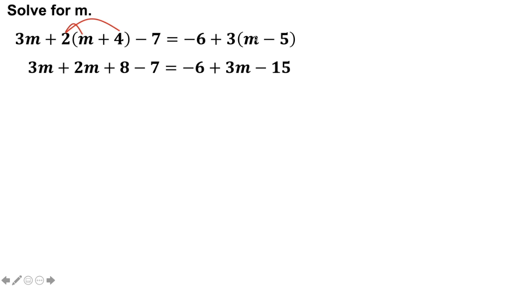And then our 3 was distributed to everything inside of that parenthesis as well. So that's our 3m. 3 times negative 5 is negative 15.